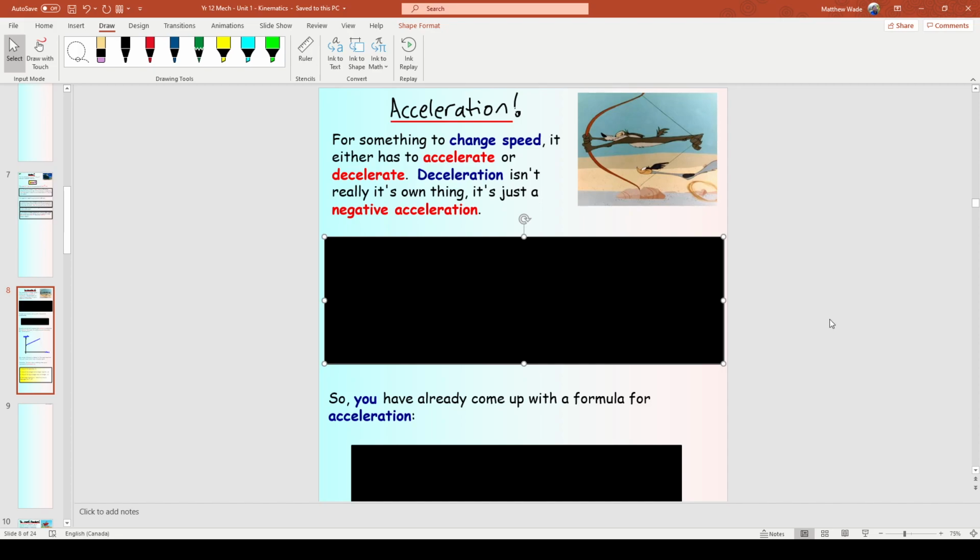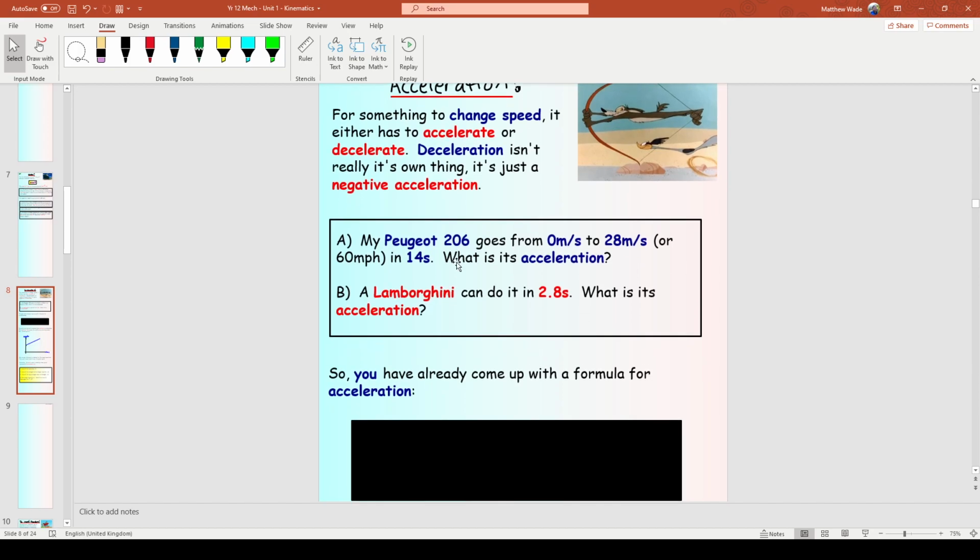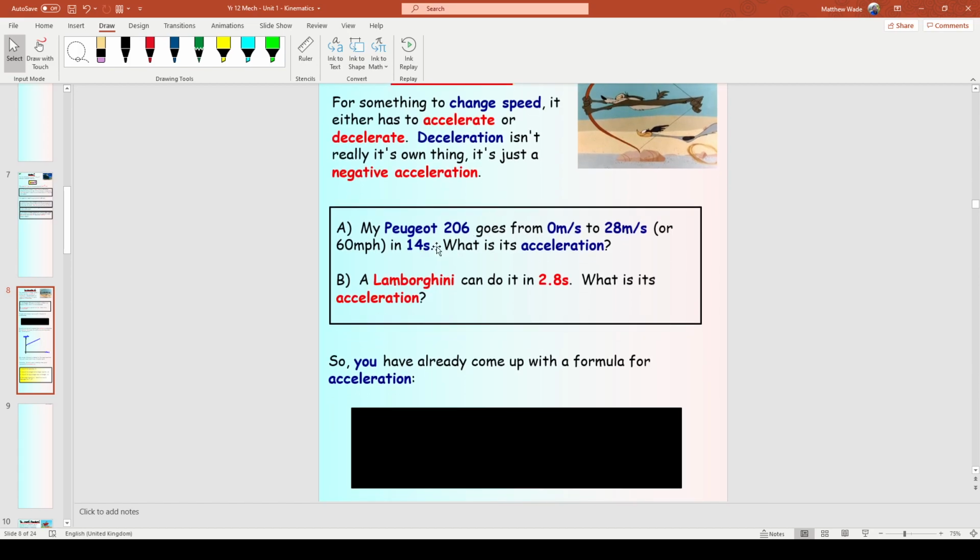So just to prove something to you, before we do all of these amazing formulas that I'm about to show you, you already know how to do acceleration without me even needing to teach you. So let's see. These are my amazing statistics that I've actually looked up for my amazing car. My Peugeot 206 goes from 0 meters per second to 28 meters per second, which is actually 60 miles per hour, in 14 seconds. What is its acceleration? Well, push pause and see if you know what the answer is to that.